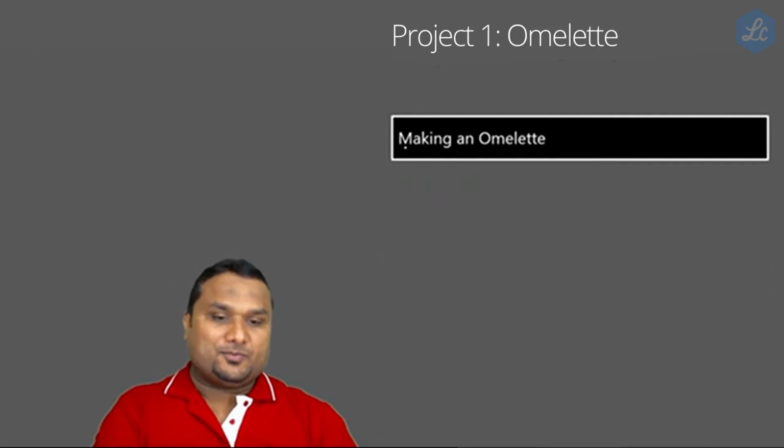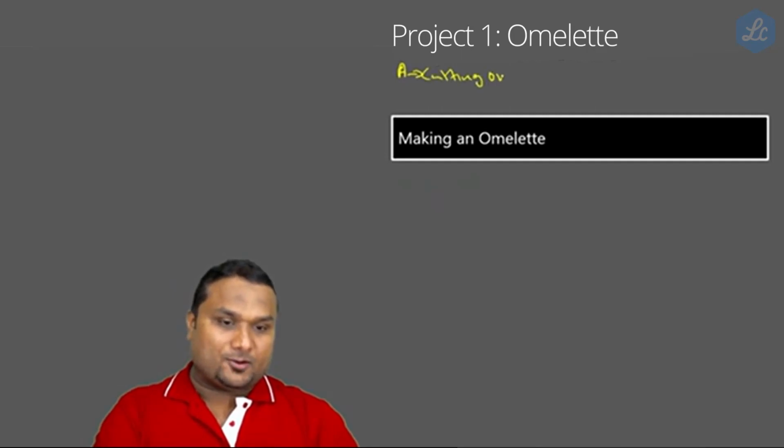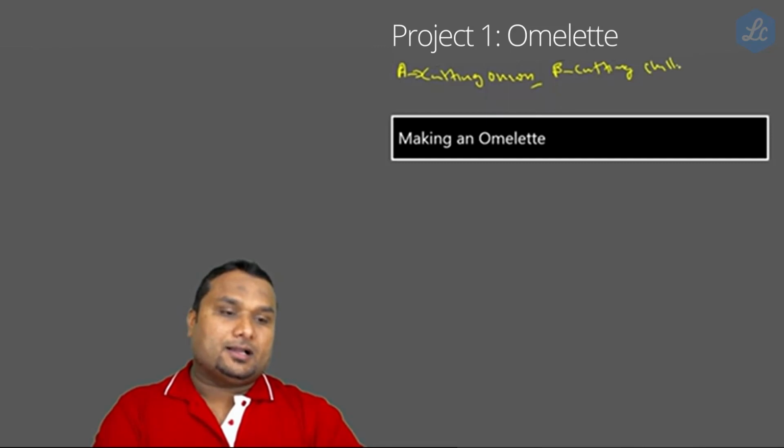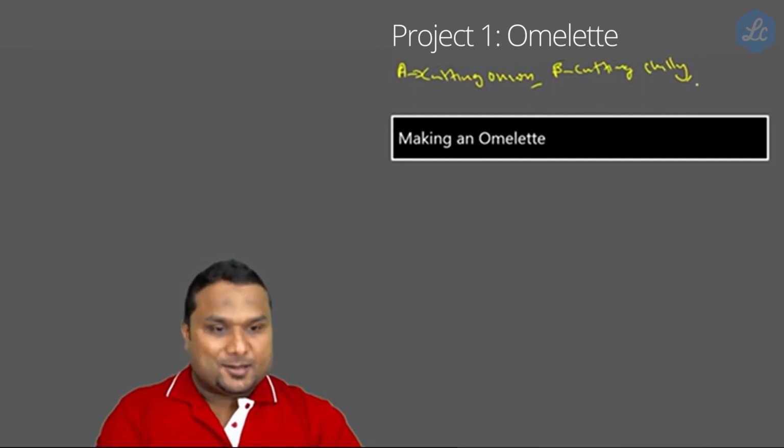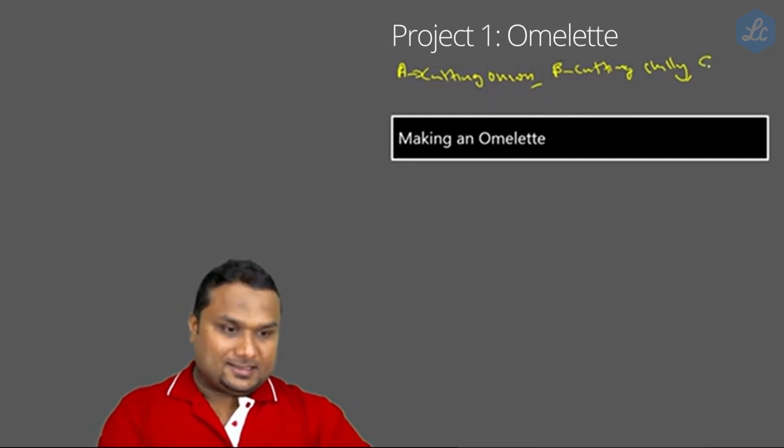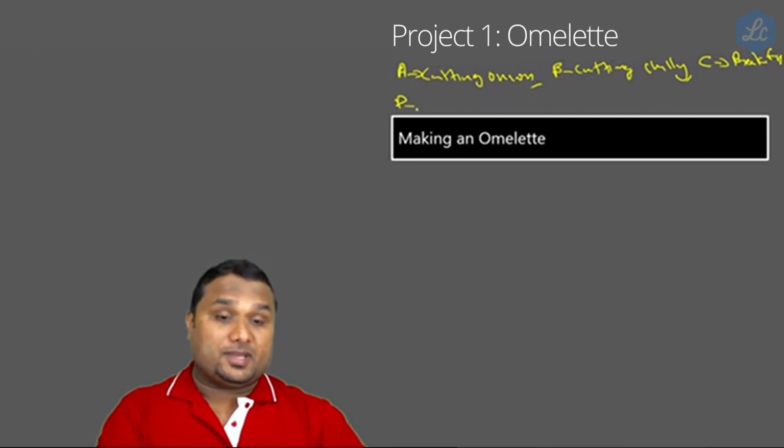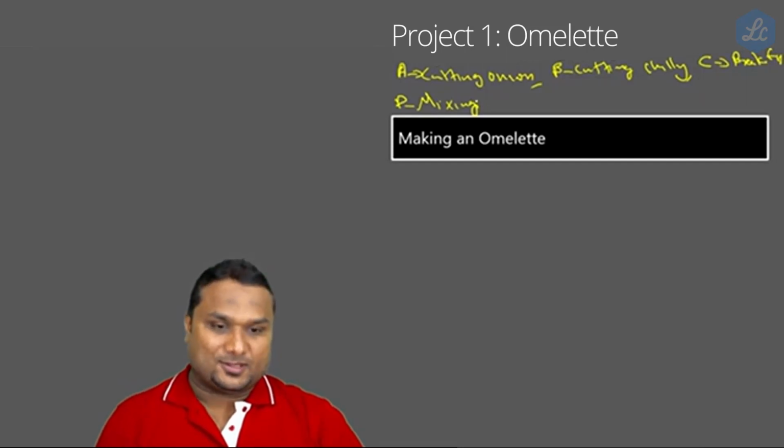If you want to make an omelette, there are different steps. One is cutting onion. The onion has to be cut. Then there is another step, cutting chili. The chili has to be cut. Please understand, this is the very basic fundamental stuff related to project management. Then step C is breaking the egg. Then some salt has to be added, and everything mixed. Step D is mixing.